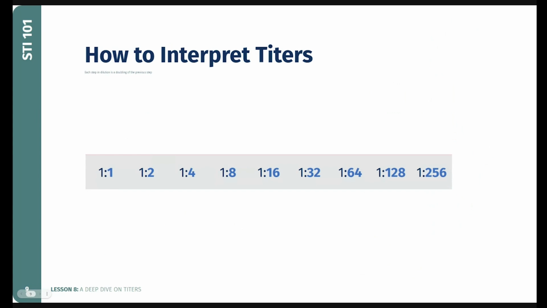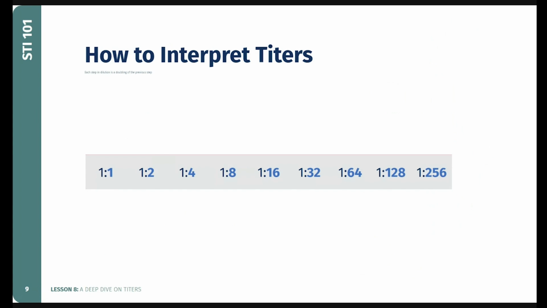The number to the left of the colon will always be 1. Now take a look at the number to the right of the colon. What patterns do you see in how the number to the right of the colon changes as you move to the right of the titer chart? You might notice that with each step to the right, the number to the right of the colon doubles.